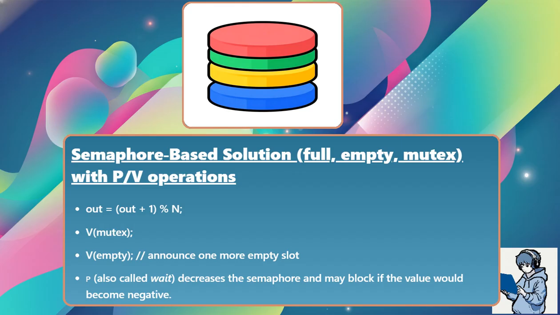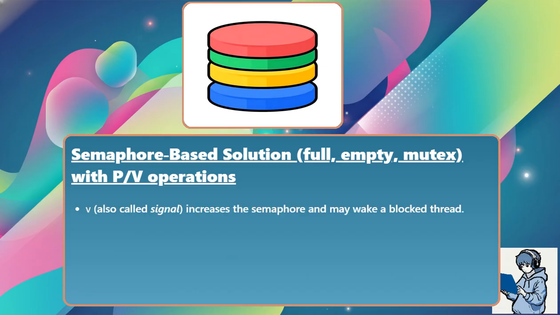P, also called wait, decreases the semaphore and may block if the value would become negative. V, also called signal, increases the semaphore and may wake a blocked thread.